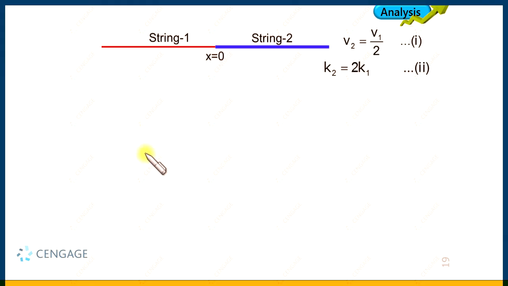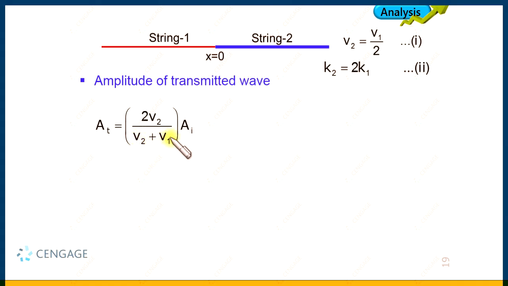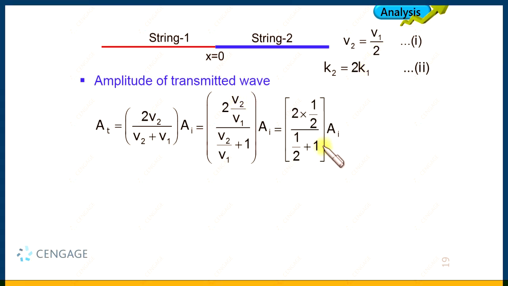We can express the amplitude of the transmitted wave as 2v2 divided by v2 plus v1 multiplied by ai, and we have the ratio v2 divided by v1 equal to 1 by 2. Here, if we take v1 as common, this relation will be equal to 2 multiplied by v2 by v1, divided by v2 divided by v1 plus 1. Right. Now, this value v2 divided by v1 is equal to 1 by 2. We can substitute, and after solving, this is equal to 2 by 3 ai. This is the amplitude of the transmitted wave.